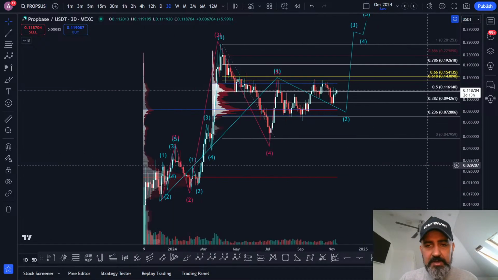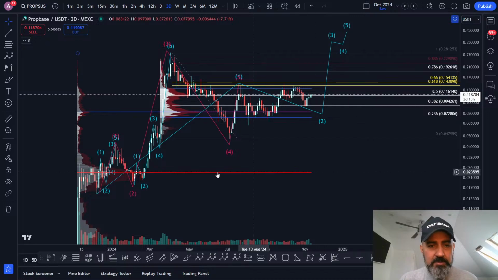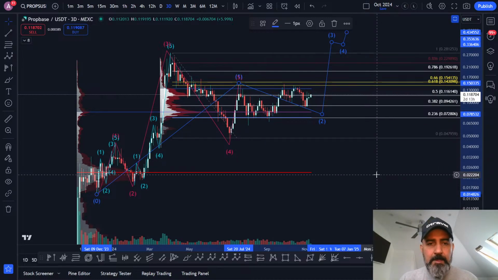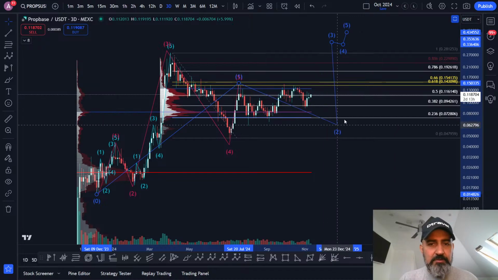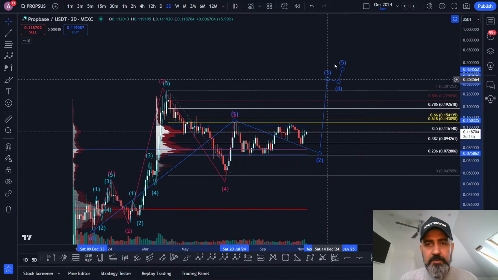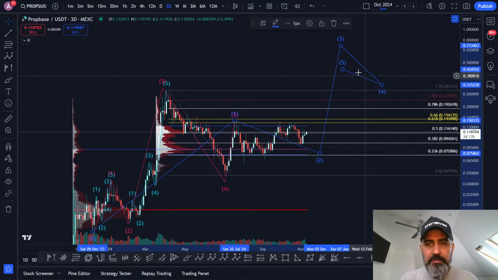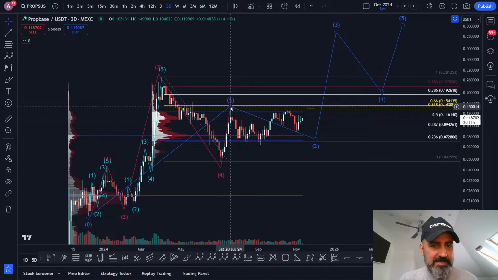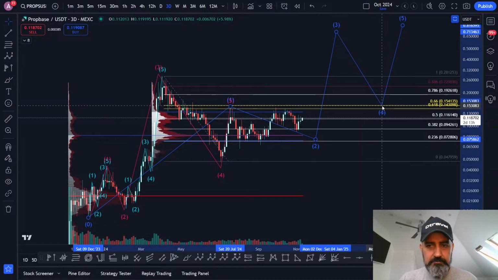So let's have a look at the higher time frame now. So we've got the 1, 2, 3, 4, 5. That's your 1. Let me change the color. Let's go to blue. Then we're in a 2 now. And then what we really want is a 3, 4, 5. Now, if the 1 ended there, then the 4, if we get a back test, then that would be correct.